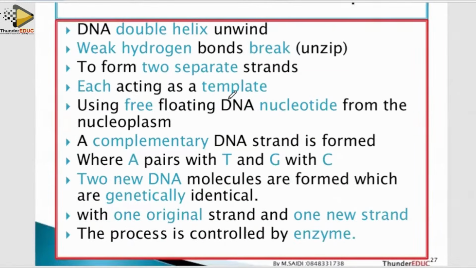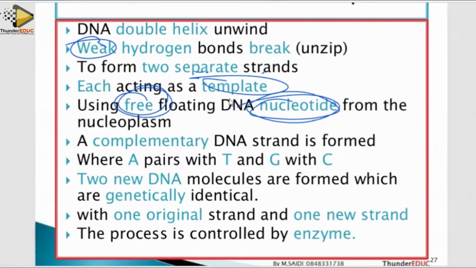You explain DNA replication: double helix DNA unwinds, weak hydrogen bonds break to form two separate strands. Each is acting as a template using free floating DNA nucleotides. Remember, in transcription we used free floating RNA nucleotides. Here we use free floating DNA nucleotides from the nucleoplasm. A complementary strand is formed whereby A pairs with T, and G pairs with C. Two new DNA molecules are formed.